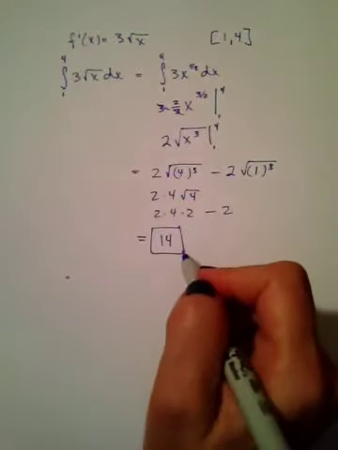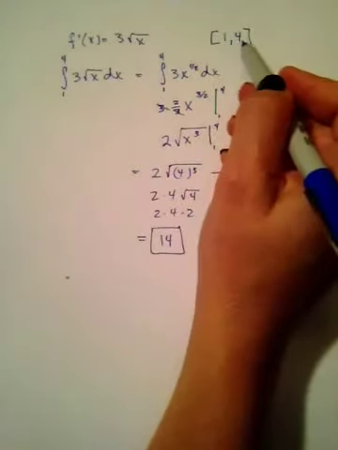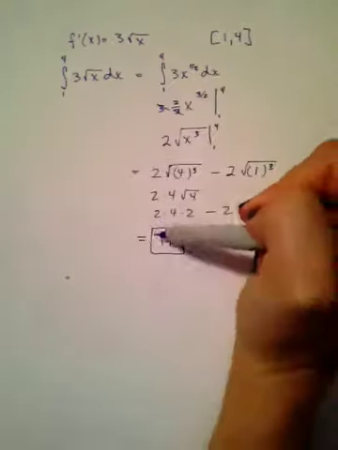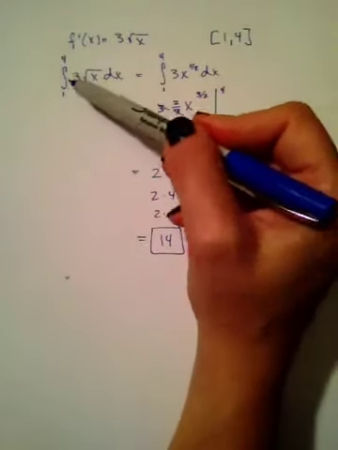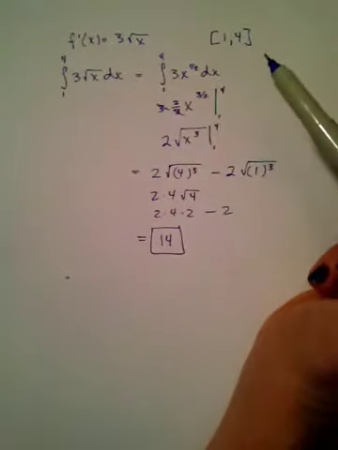So what does this represent? This represents the net change in height of the graph of f of x from x equals 1 to x equals 4. Again, it's the change in height of f, not f prime, but the change in height of f. It also represents the area underneath 3 square root of x from x equals 1 to 4. So there's a relationship there.